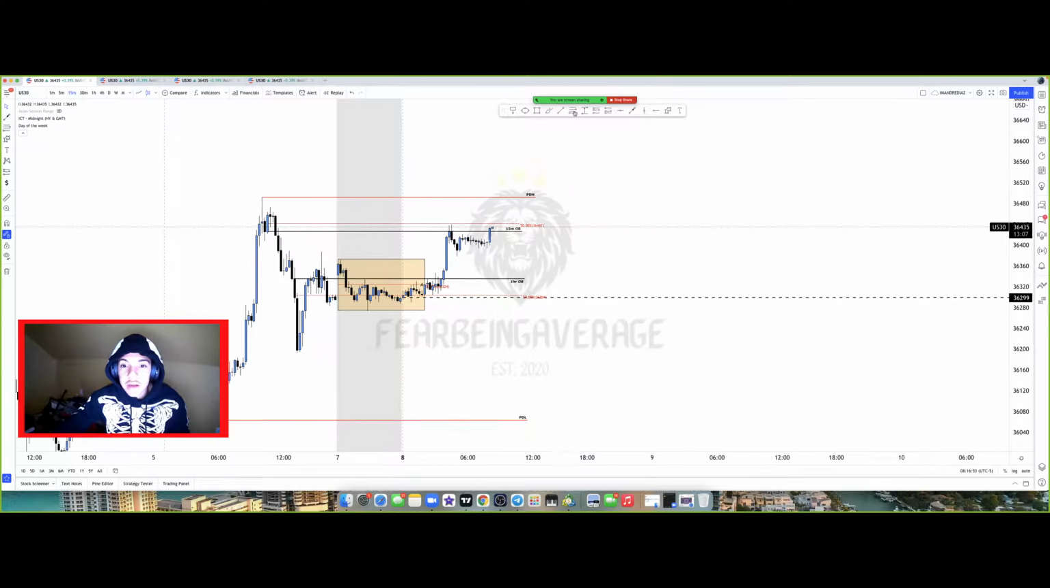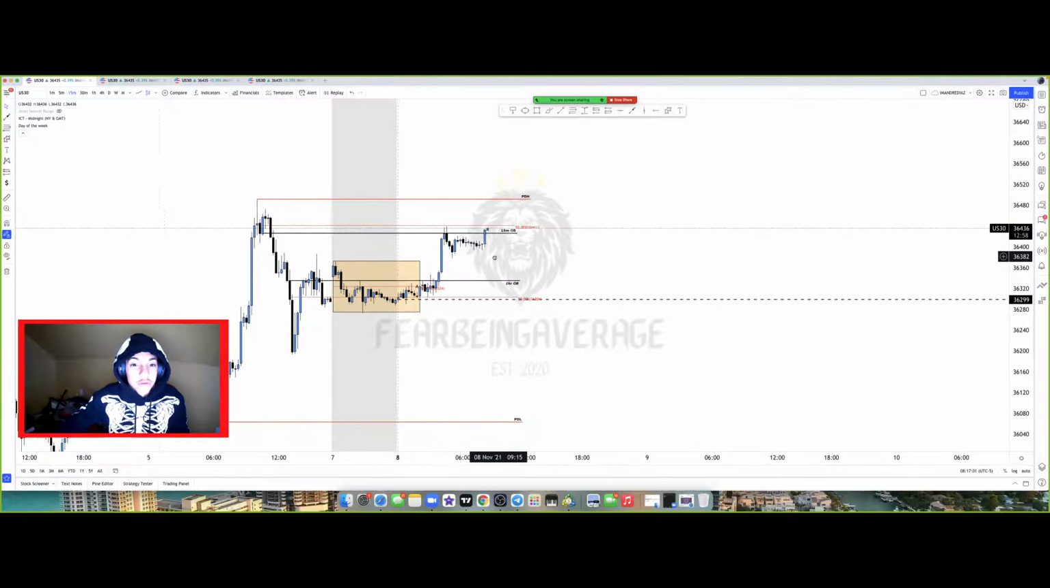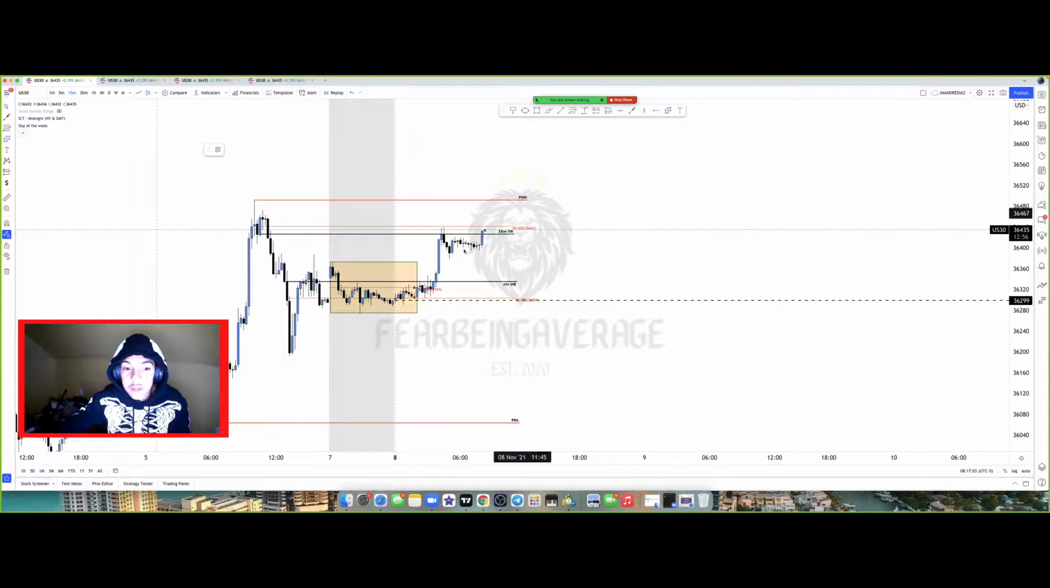But as of right now, I'm just waiting for price to potentially make a resistance so I could draw my fib again, because right now it's breaking this high, so I just took the fib off. But since we pushed up, I'm looking for a possible retracement to this area down here, which is the 36,330 area, because we have a lot of confirmations in this area.